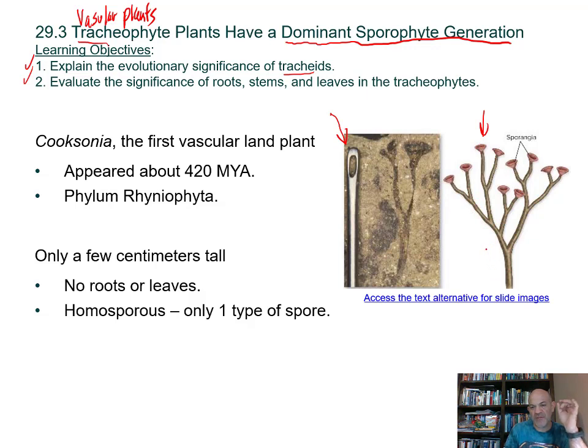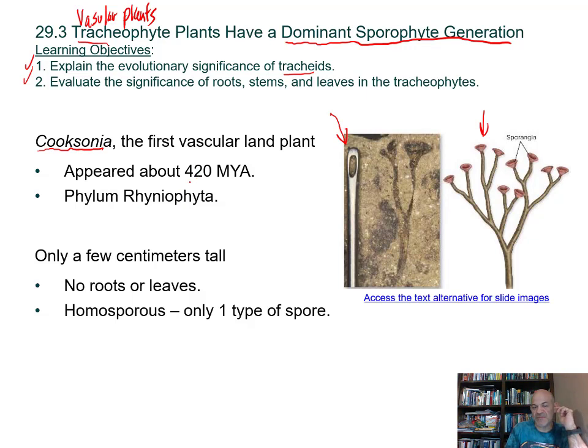This is one of the earliest fossils of a vascular plant, or a tracheophyte. They classified it in a genus called Cooksonia, and in a phylum that's now extinct. So this phylum of plants, a complete branch on the evolutionary tree, has gone extinct. None of these exist anymore. This genus Cooksonia is classified in a phylum called Rhinophyta.